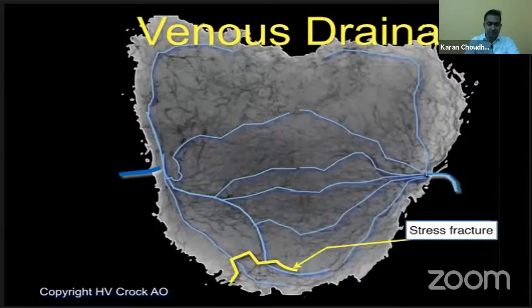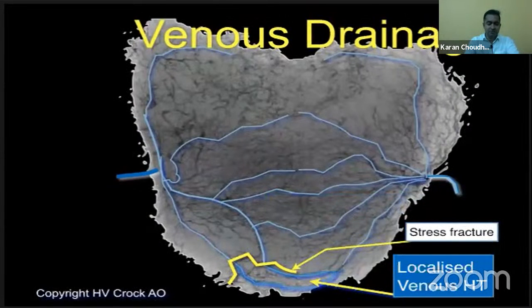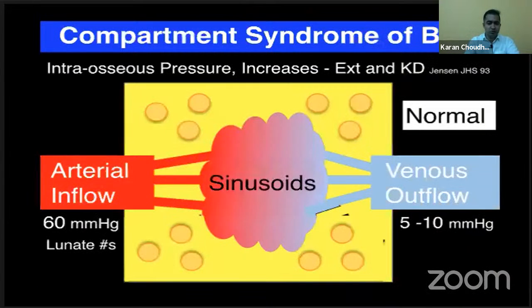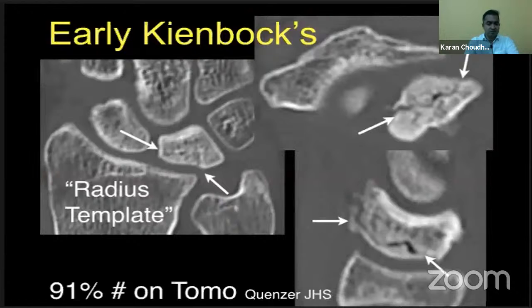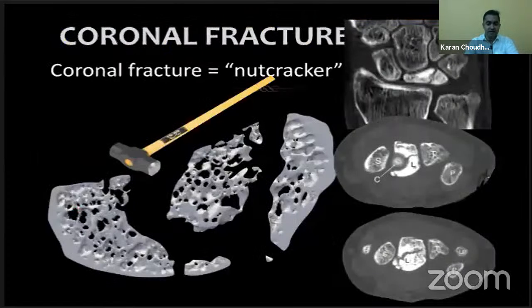So it starts off with a stress fracture. It causes a localized venous hypertension. These changes propagate further, causing a compartment syndrome, because of the pressure gradients of the arterial and venous outflow. Marrow changes subsequently happen, and that triggers an inflammatory response, which further leads to the lunate fossa of the radius causing an indentation of the lunate bone, and the capitate bone from above compressing the lunate, causing a nutcracker effect, and then subsequently carpal collapse and progression of the disease.